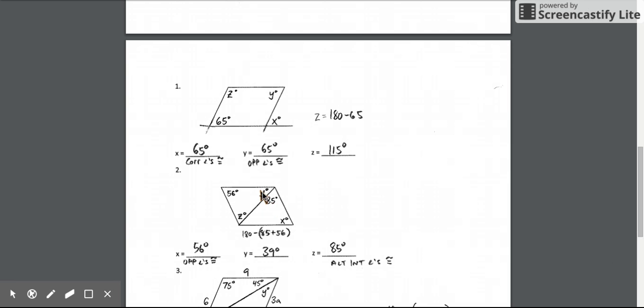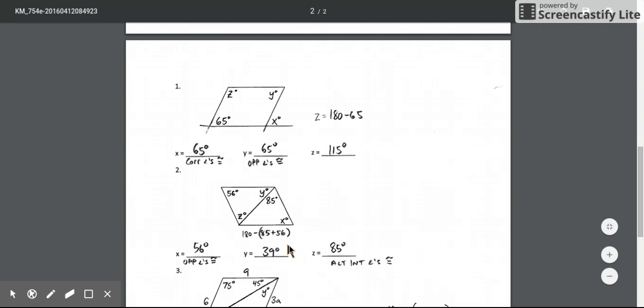And then to solve for y, we can think about how all of the angles on top of this parallelogram have to add up to 180. So 56 plus 85 combine and then subtract that from 180. Or you could do 180 minus 56 minus 85, and you're left with your y measurement, 39 degrees.